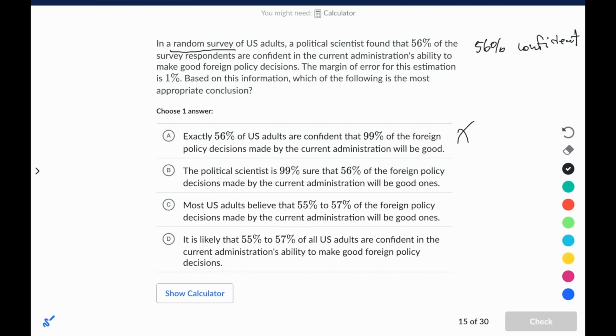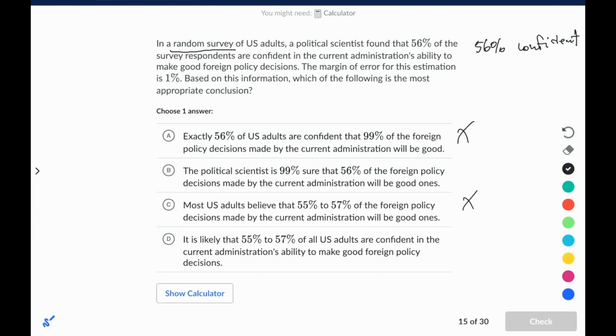Most US adults believe that 55% to 57% of foreign policy decisions made by the current administration will be good ones. The political scientist found that 56% of the survey respondents are confident. Okay, so why is C incorrect? C assumes that 56% of the decisions will be good. But actually, 56% of the people being surveyed are confident that the decisions will be good. So C is just a logical mistake. It assumes a wrong thing.